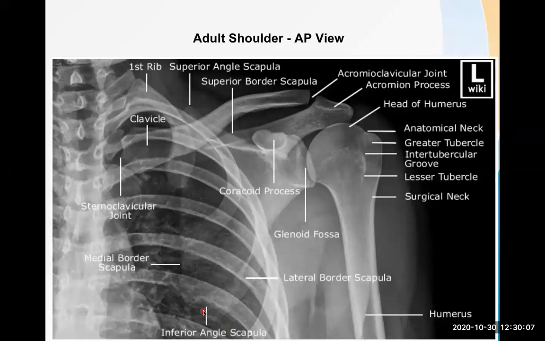This is the inferior angle of the scapula. Here is the medial border of the scapula. And similarly, this is the sternoclavicular joint. Again, I cannot see it properly because of the cartilage and the soft tissue.